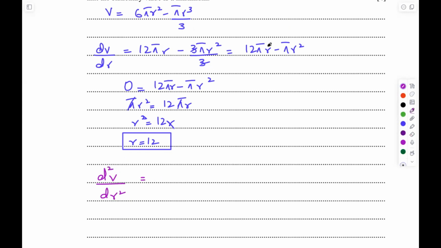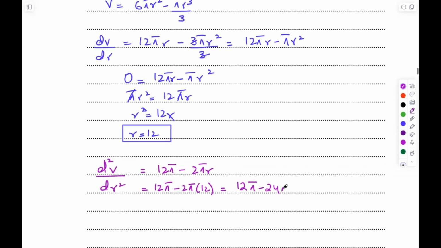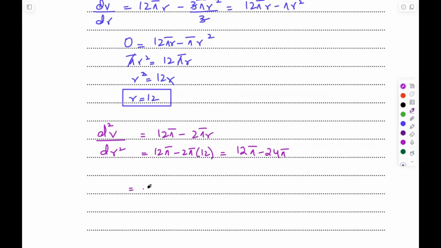That will be equal to, so differentiating the expression for dV by dr, we'll get 12 pi minus 2 pi r. Now substituting r equals 12, we'll get 12 pi minus 2 into pi into 12. So that will be 12 pi minus 24 pi, which will be equal to minus 12 pi. As it is less than 0, it proves that this is a maximum value.